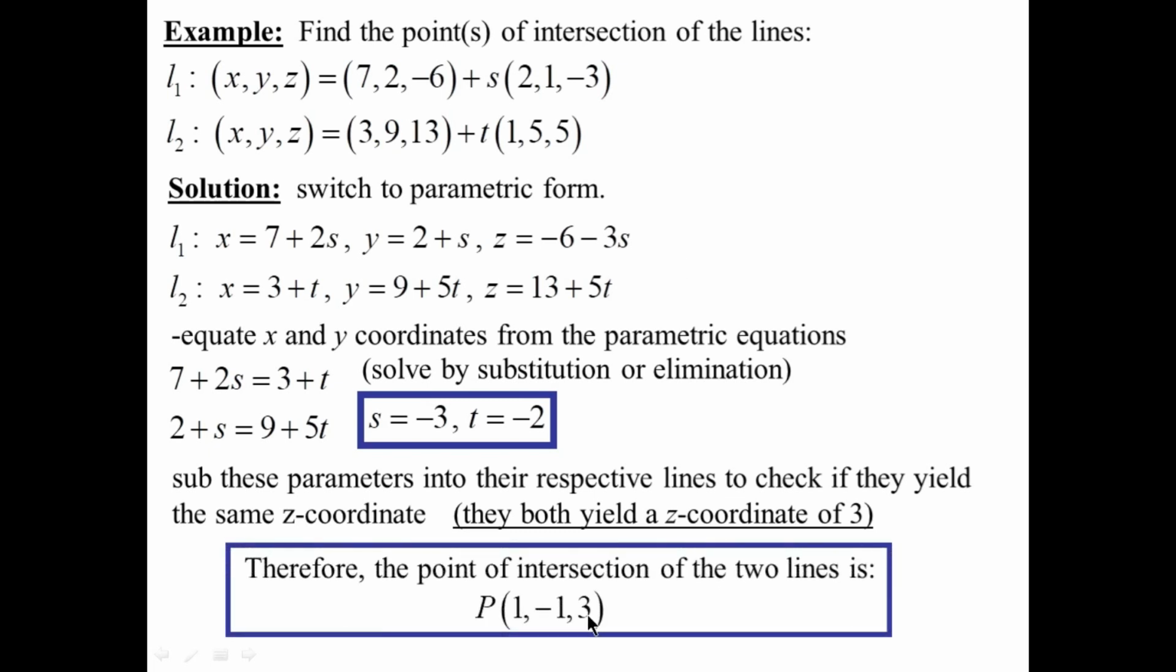1, minus 1, 3. Where did this 1 come from? It came from taking s equals minus 3, plugging it in here. 7 minus 6 is 1. Where did the minus 1 come from? It came from taking t equals minus 2, plugging it in here, and going 9 minus 10 is minus 1. Or we could have plugged s equals minus 3 right here. 2 minus 3 is minus 1. And the 3, again, we can use either parameter into either z and get the same number, which is 3. Finding the point of intersection of 2 lines.